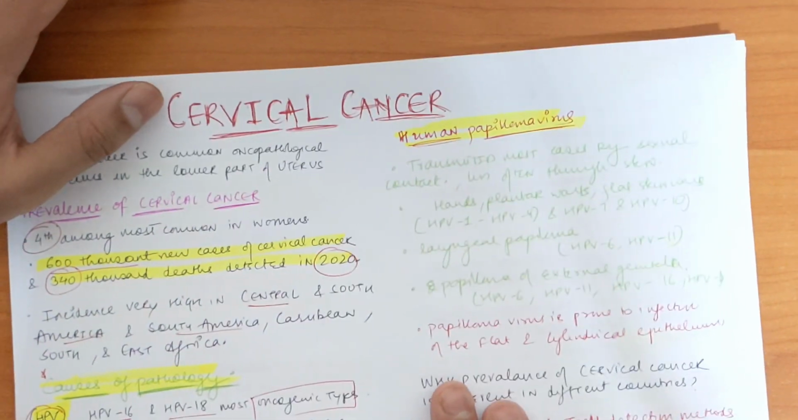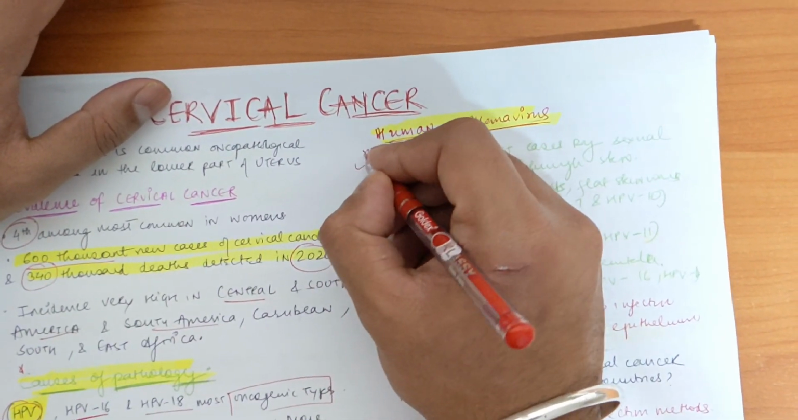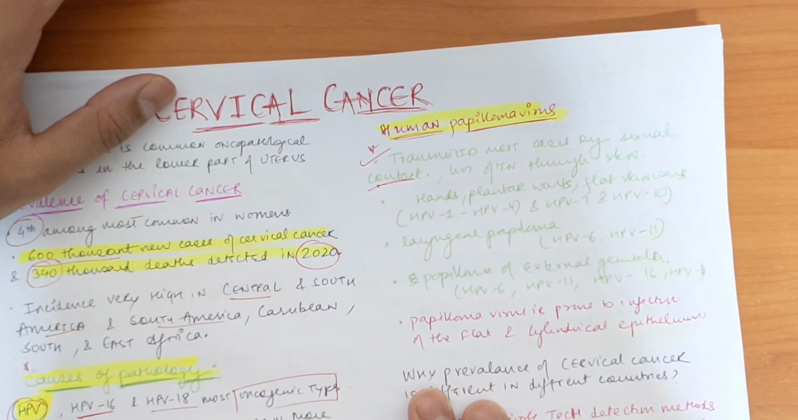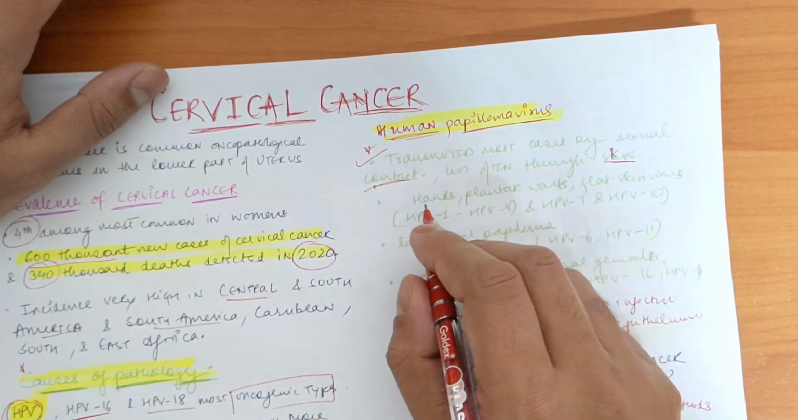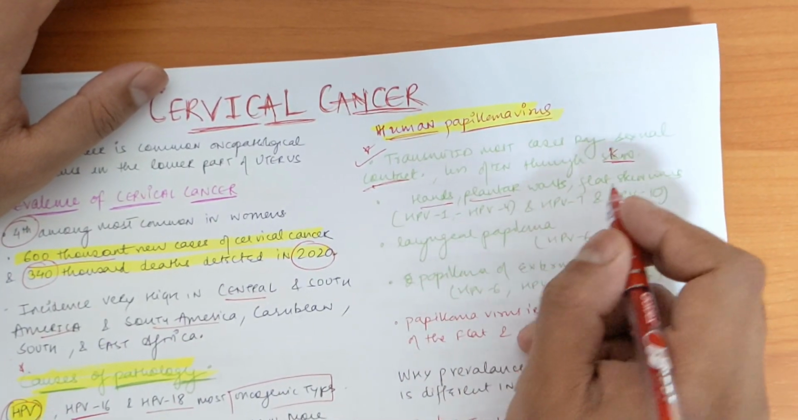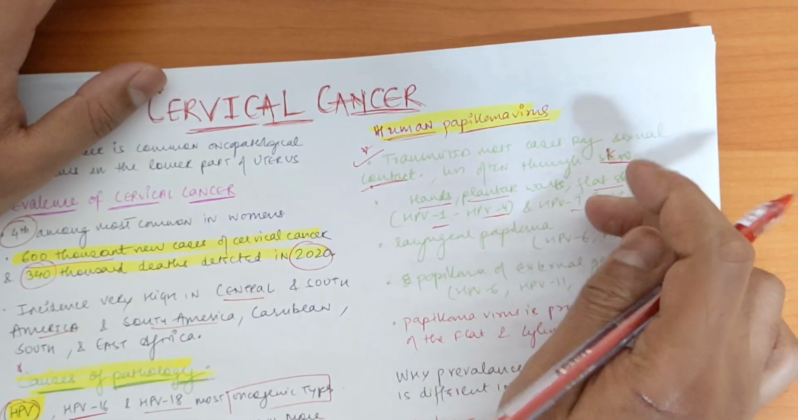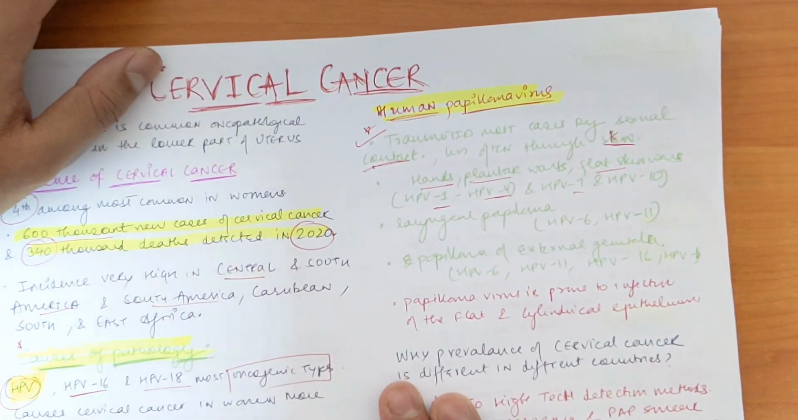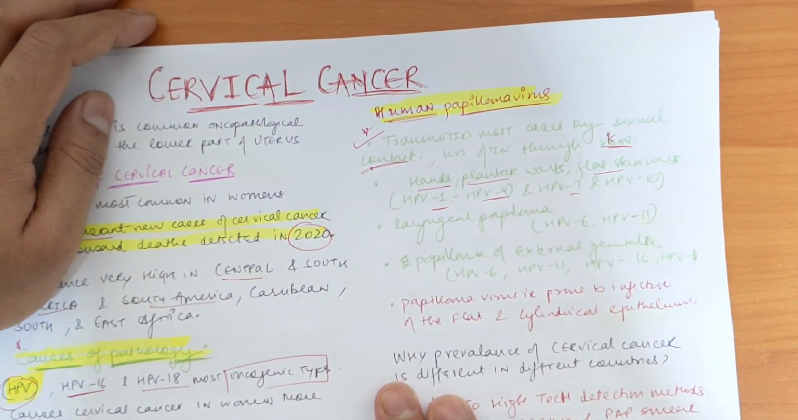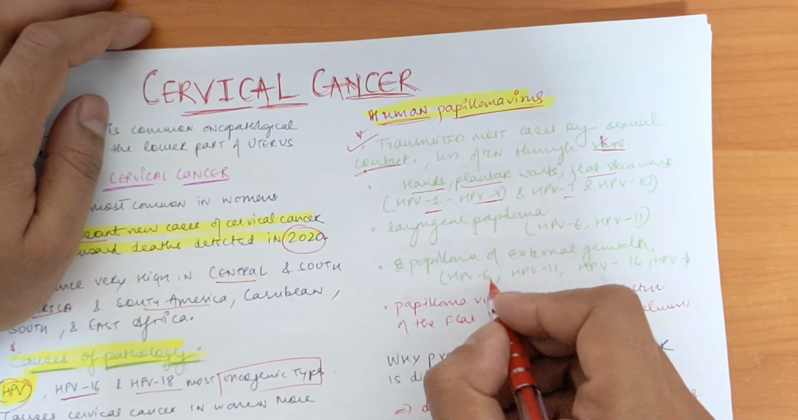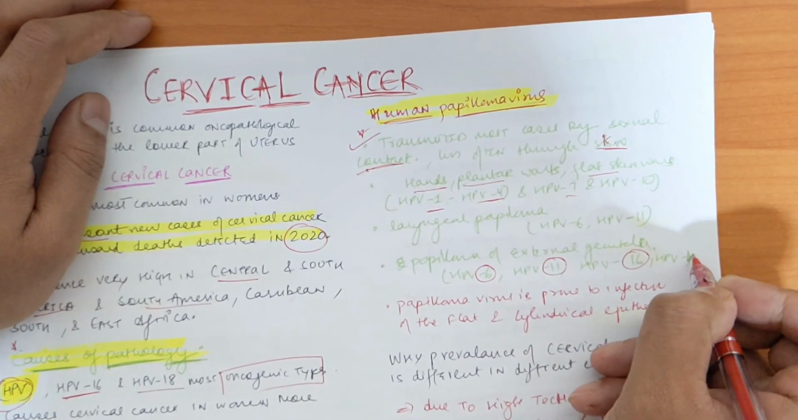Now let's see how it is transmitted. Human papillomavirus is transmitted in most cases by sexual contact, and less often through the skin or other body parts. There can be warts on the hands or plantar warts on the flat skin, which are caused by HPV-1, HPV-4, HPV-7, and HPV-10. There can be laryngeal papilloma caused by HPV-16 and HPV-11, and papilloma of the external genitalia may be due to HPV-6, HPV-11, HPV-16, and HPV-18.